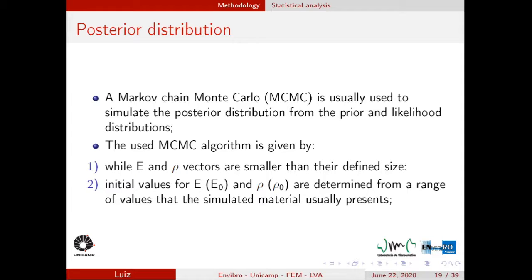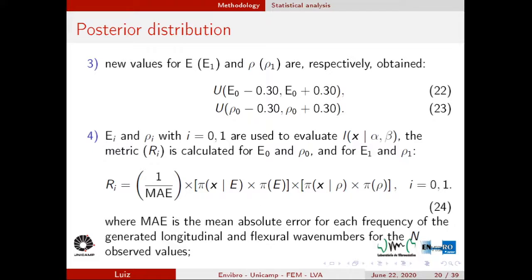Now, going throughout the MCMC algorithm with more details, we first define the size of the chain that represents the parameter distributions, and we also define the initial values for the parameters. Then we sample new values for the parameters in the parameter space that we considered here as a uniform distribution, and we evaluate the likelihood function, the prior distribution, and we also calculate the difference between the values obtained from the model and the observed wavenumber values. Then we obtain the matrix called R, with index 0 for the initial value, and 1 for the new value that we sampled from the parameter space.